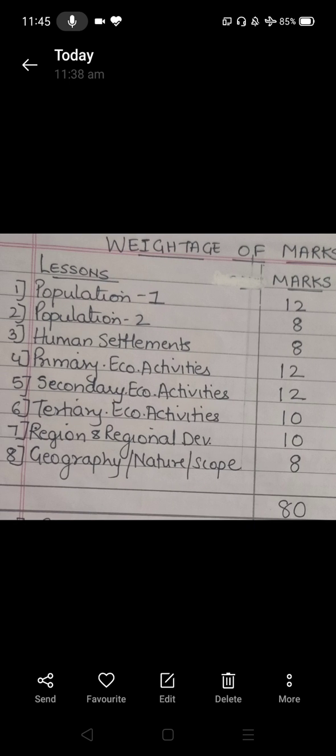Now, when I showed you all this, basically if you look, marks are allocated to certain chapters: 12 marks, 12 marks, 12 marks. So population 1 is 12 marks, primary and secondary economic activities are 12 marks. Tertiary is 10 marks, region is 10 marks. So this is the second priority given as weightage. So now what you all can do is study these lessons and give them more importance. Anything related to these lessons can come.